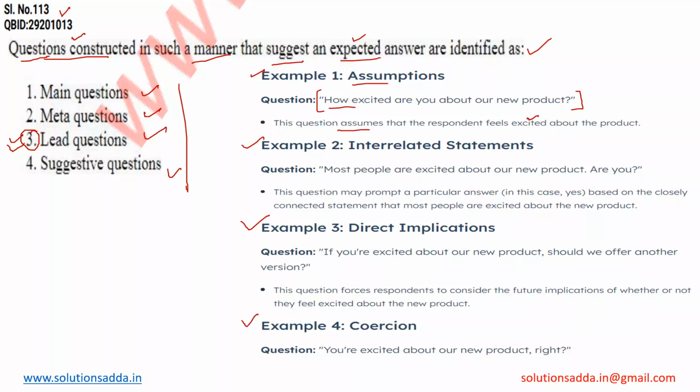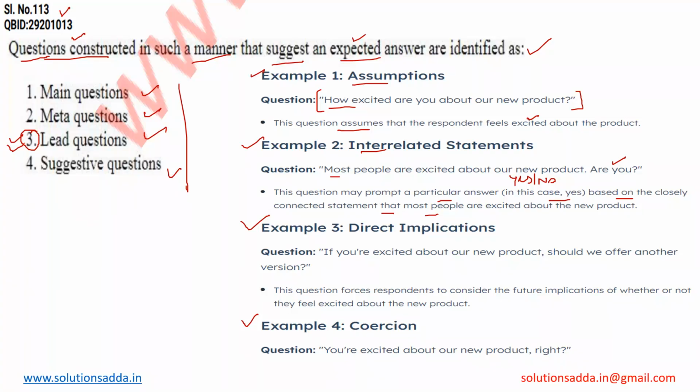Next example for lead questions would be the interrelated statement, where we are asking questions like: most people are excited about our new product. Are you? Here we are assuming that the respondent will answer this question in either of 2 ways. Either he will say yes or no. So by understanding this statement, the question may prompt a particular answer. Yes, we know it could be answered in the form of yes or no, based on the closely connected statement that most people are excited about our new product.